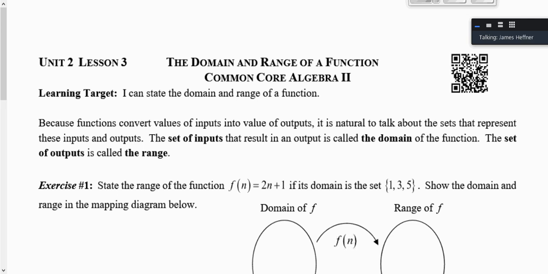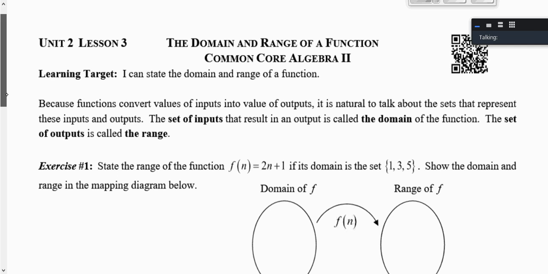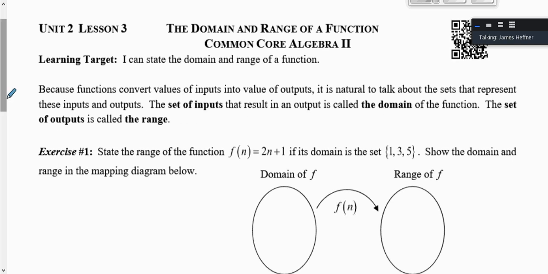Okay. So we know what a function is, right? It's a set of inputs, each of which has exactly one output. Now they're going to talk about domain and range, right? So the set of inputs is called our domain, the domain of our function. And all of the outputs, the y values, are called the range.